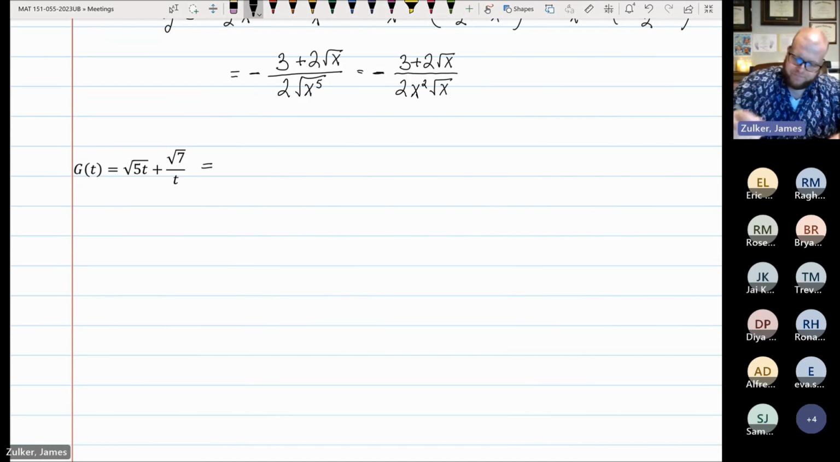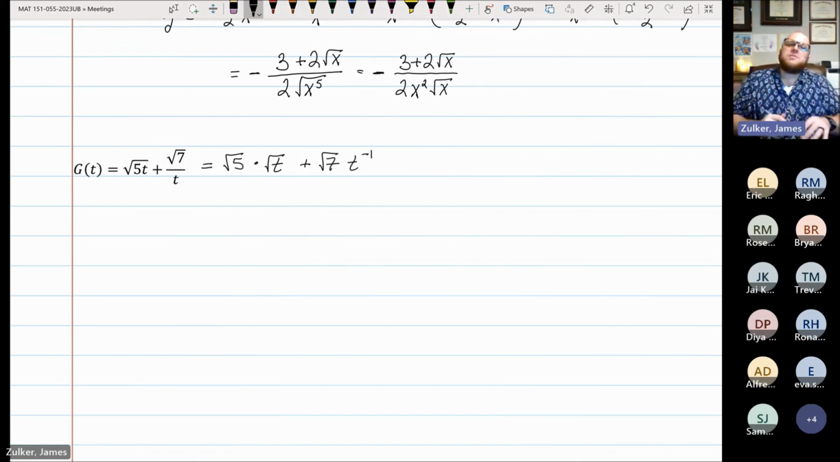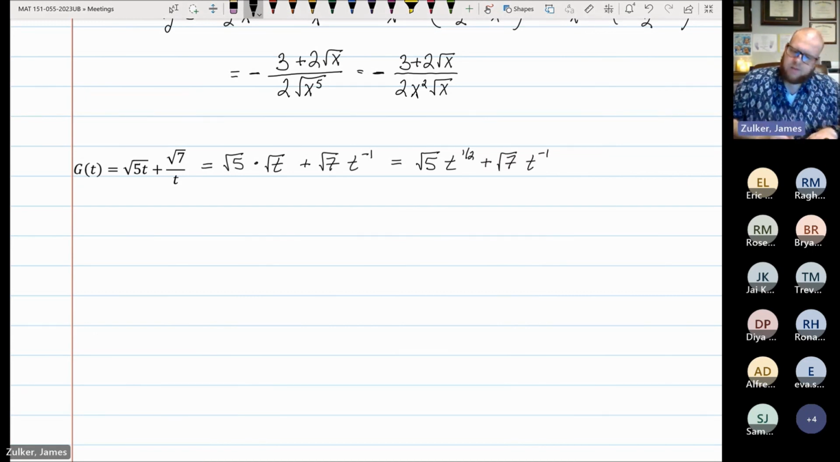Then we're going to have to rewrite this. First thing we notice is if we have the square root of a product, we can split that as the product of square roots. And then just write the square root as t to the 1/2.